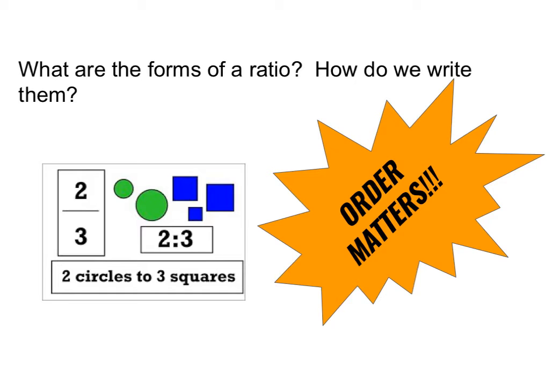What are the forms of a ratio? How do we write them? Just don't forget, order matters. In this example right here, you'll notice there are 2 circles and 3 triangles. So if we are comparing circles to triangles, the ratio is for every 2 circles, there are 3 triangles. Or with a ratio using a colon, for every 2 circles, there are 3 squares. Obviously not triangles. In the last example, we would use words, or the third way, and for every 2 circles, there are 3 squares. So does order matter? Yes, order matters.